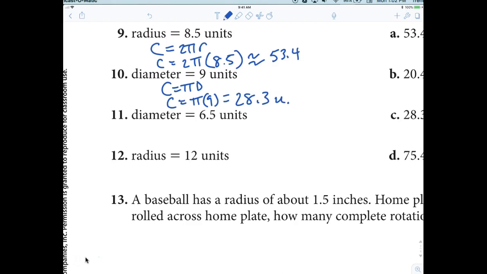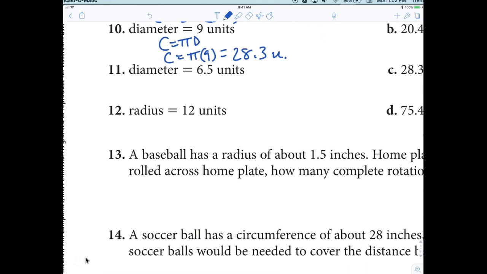And then, does everybody understand why they're putting units down? Because they didn't give you a specific length: inches, feet, yards. All right, Alex, help me out, buddy. What am I doing for you on number 11? C equals pi times d. Beautiful. And tell me what that is. 20.4? Is everybody happy with that? Is that about right?